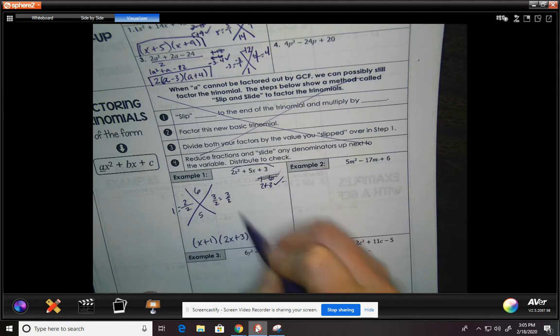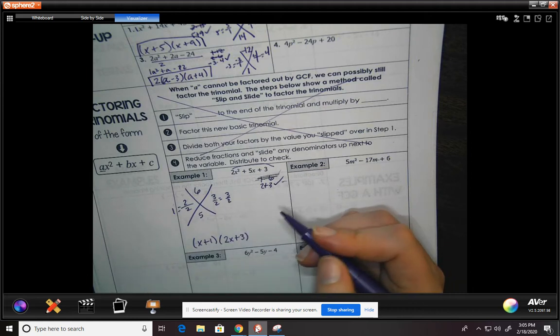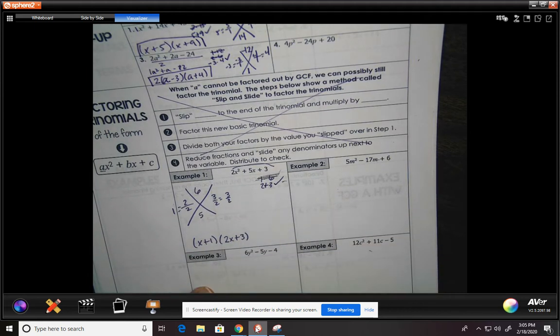Therefore, this first coefficient will be x plus 1 because it's a whole number, and the second one we're going to take 2x plus 3. You put the denominator in the front, the numerator in the back. Now we're going to double distribute and check, so here we go.